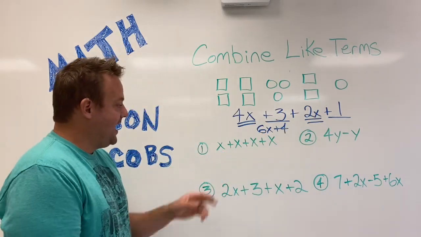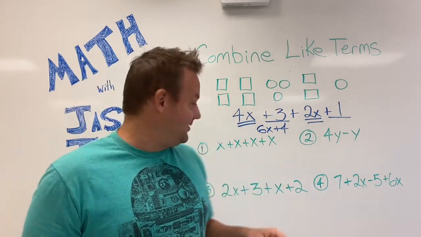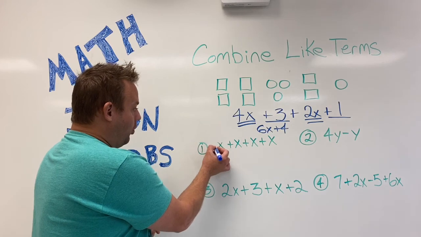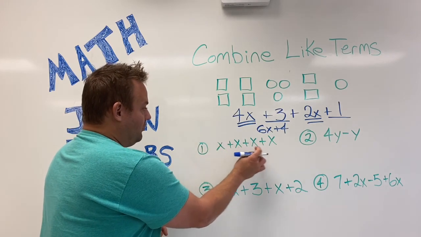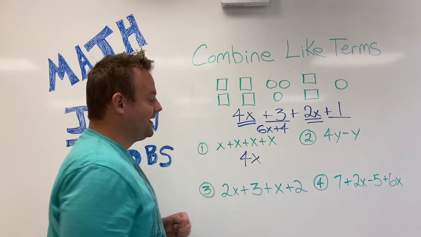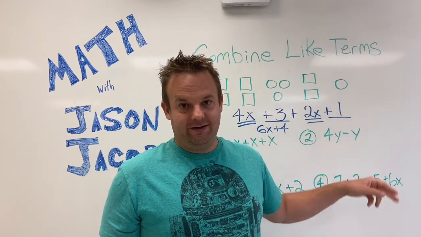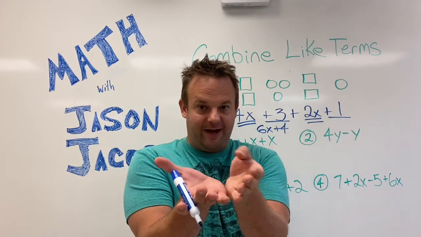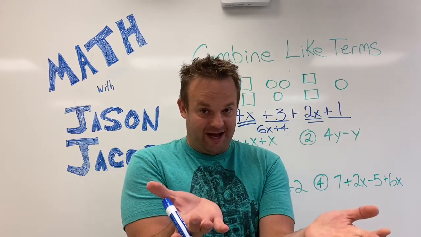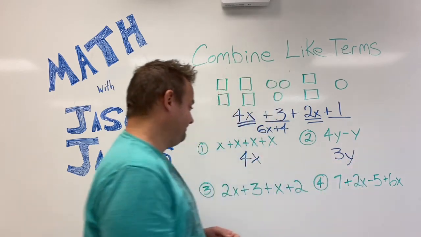Now let's look here. x plus x plus x plus x. Well, that's 4 x's. There's an assumed 1 here. So 4 x's equals 4x. Now you have 4y and you take 1 away. So pretend I have 4 squares in my hand. You take 1 away. How many do you have left? 3y. So this one simplifies to 3y.